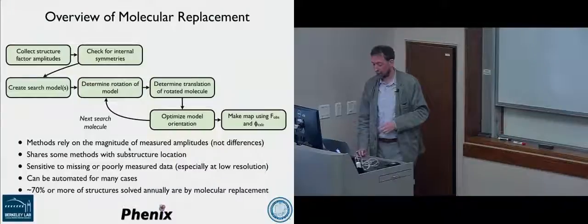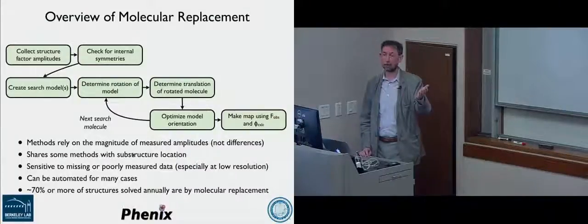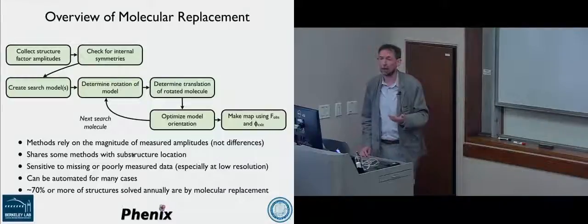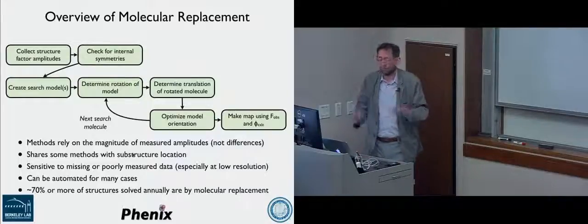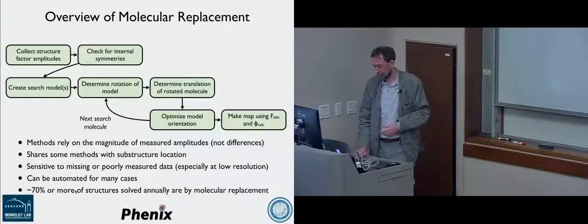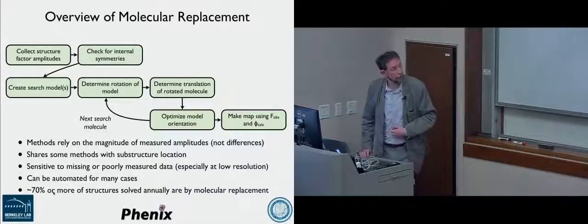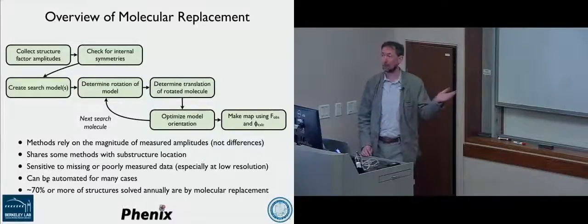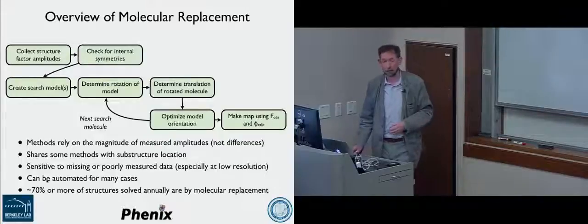In terms of solving the problem, though, it actually shares a lot of the things that go into substructure determination that Tom mentioned in terms of Patterson methods, because that's the kind of information we can use when we don't have anything apart from a set of amplitudes. As I said this morning, about 70% of structures that are in the PDB annually now come from molecular replacement. And the good news for practicing crystallographers is this can be quite automatic in a lot of cases now.